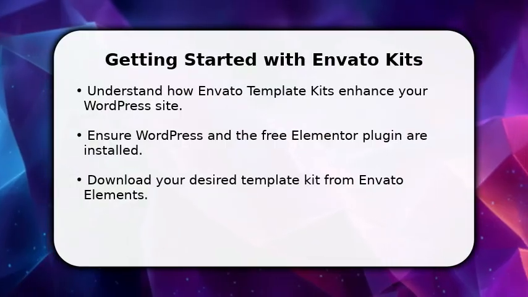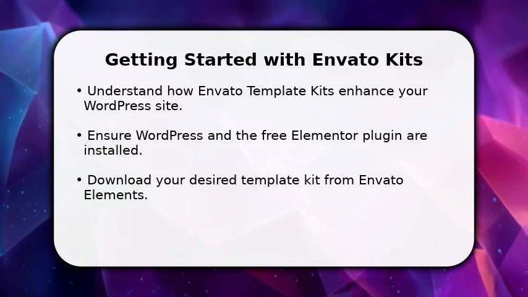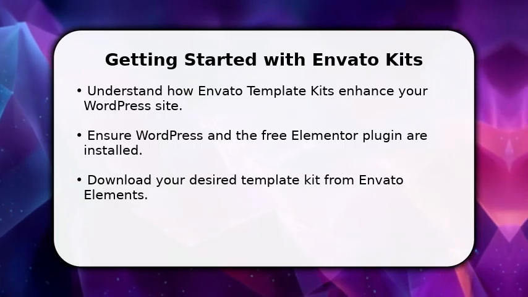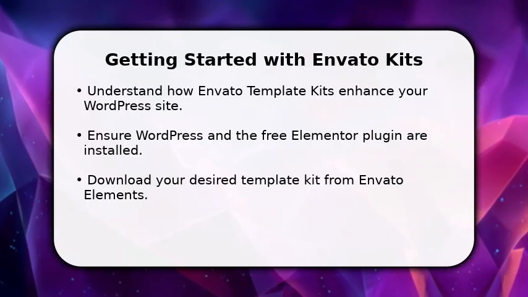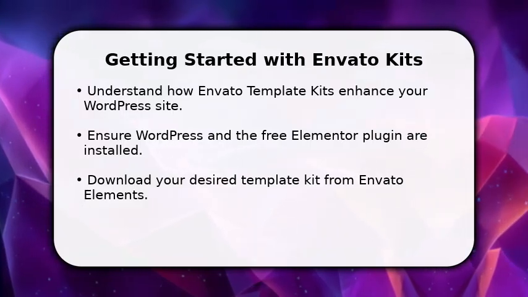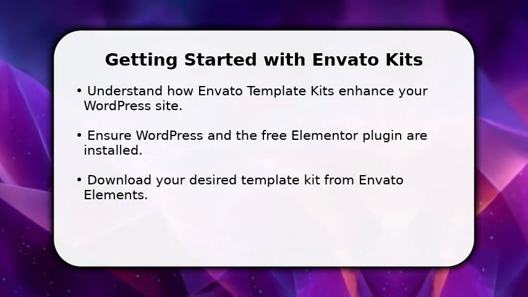In this video, I will explain how to use an Envato Template Kit in WordPress. First, ensure your WordPress installation is ready and the free Elementor Page Builder plugin is active. Next, head over to Envato Elements or your purchase history to download your chosen template kit.